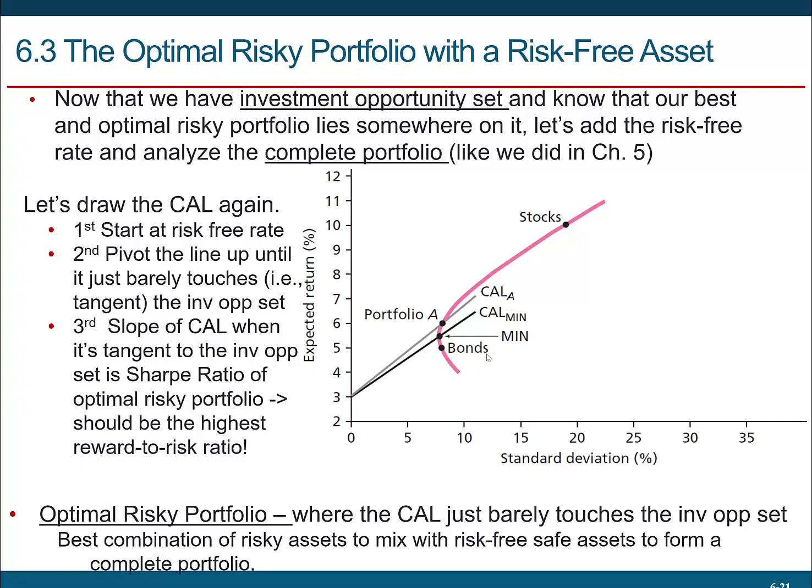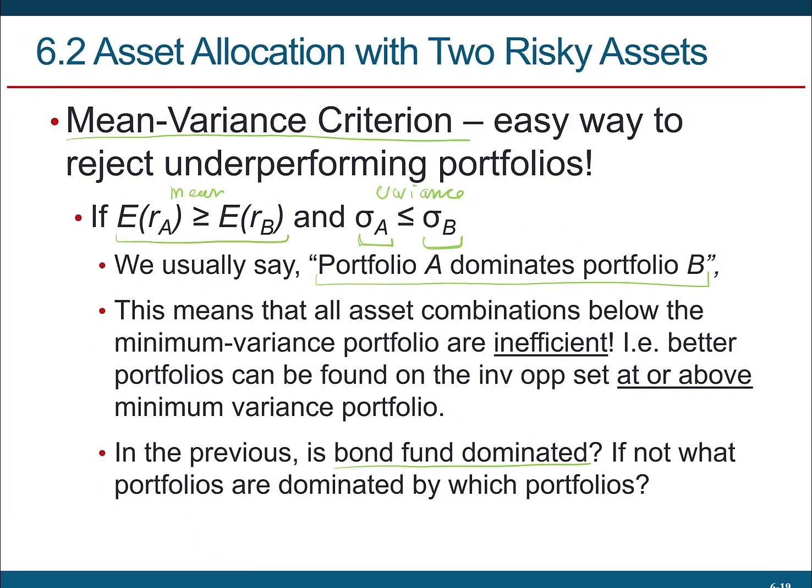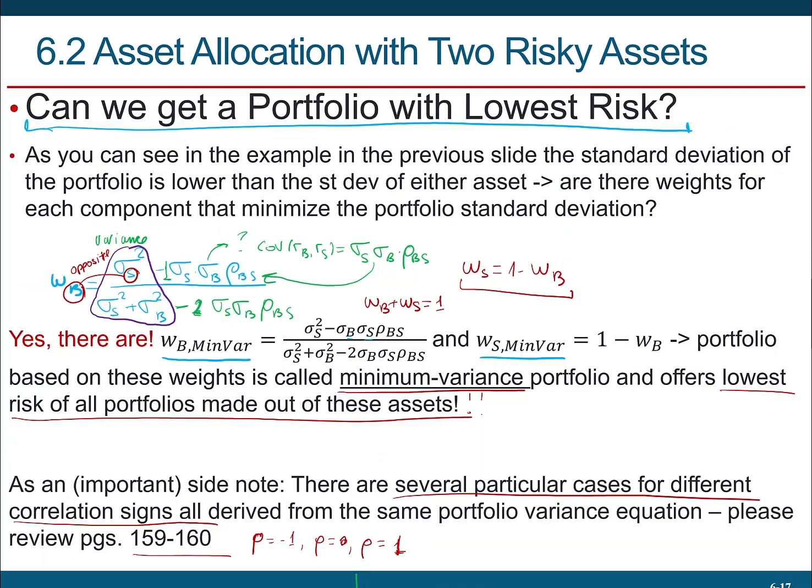All right. So in this section of chapter 6, we're going to be looking at the optimal risky portfolio with a risk-free asset. So what are we doing here? Well, in the previous section, if you remember, we were looking at investment opportunity sets. And before that, we were looking at the minimum variance portfolio.